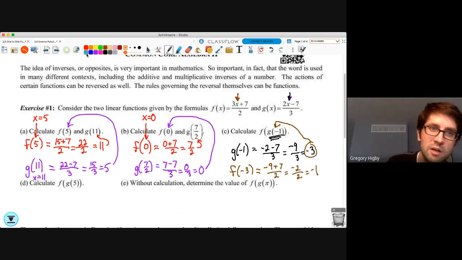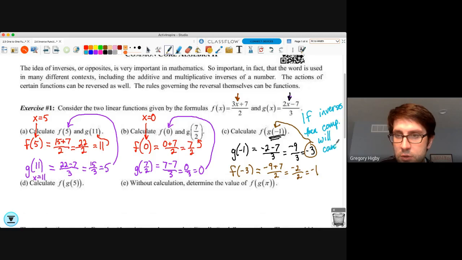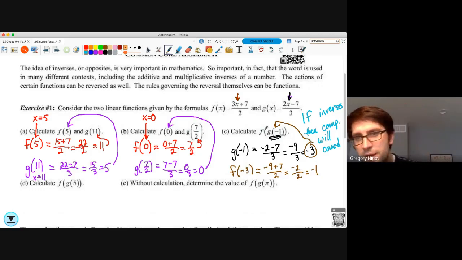The whole premise of this is basically if these two things are inverses, and I'm telling you right now that they are, then what will happen is the composition, that's what f of g is. I'm just going to write comp. Then the composition will cancel. And that's why in part A, f of 5 gave me 11, and g of 11 gave me 5. And f of 0 gave me 7 halves, and g of 7 halves gave me 0. And that's what's going to happen.